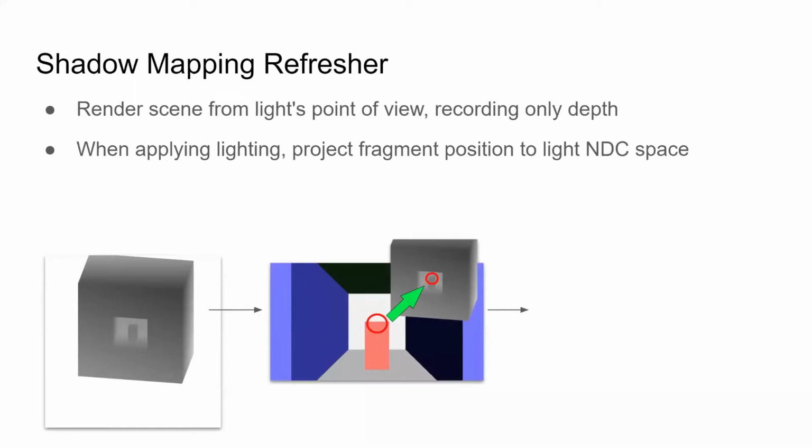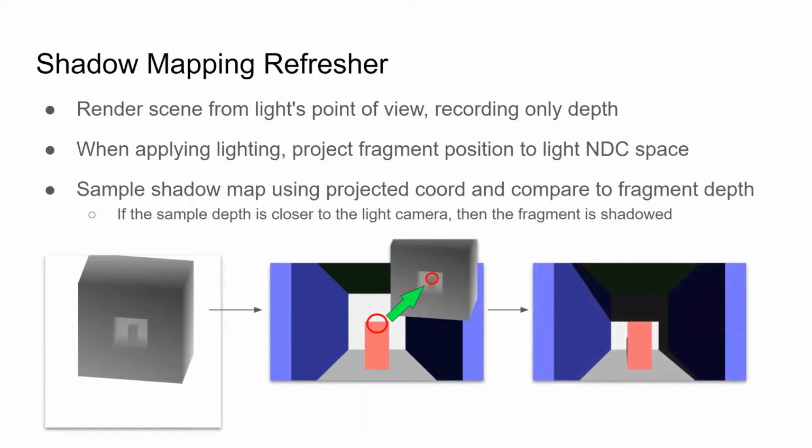The next step is, when applying lighting, we project the fragment world position to light NDC space. And then the final step is simply to sample the shadow map using the XY components of the projected coordinate, and then compare the depth of the sample to the Z component of the projected coordinate. If the sample is closer to the light camera, then the pixel we're shading cannot be seen by the light, and is thus in the shadow.